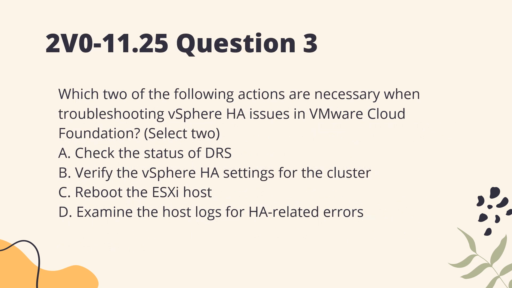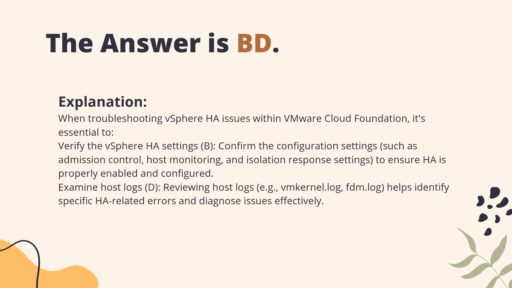Which two of the following actions are necessary when troubleshooting vSphere HA issues in VMware Cloud Foundation? Select 2. A. Check the status of DRS. B. Verify the vSphere HA settings for the cluster. C. Reboot the ESXi host. D. Examine the host logs for HA-related errors. The answer is BD.